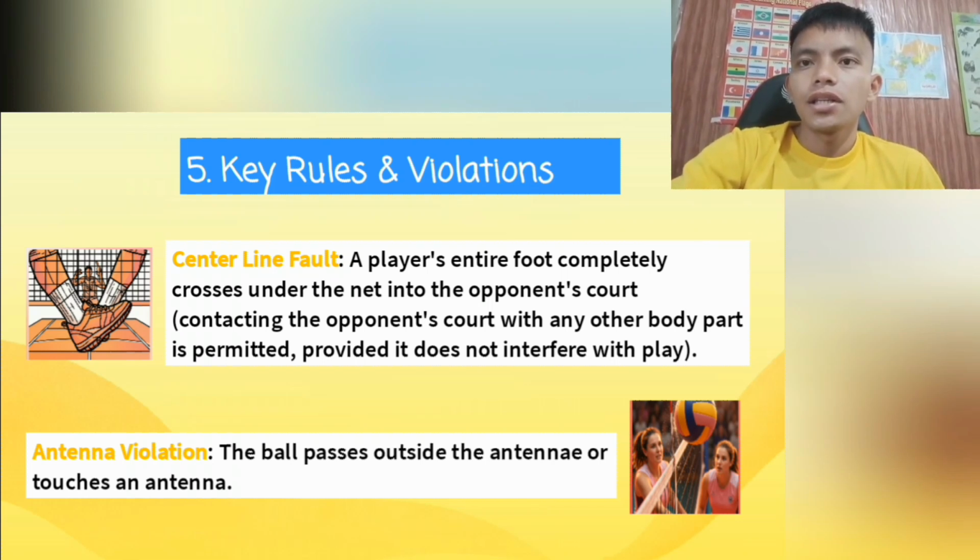And the last is, there is an antenna violation. The ball hit the antenna or the ball went outside the antenna. The play should stop here.